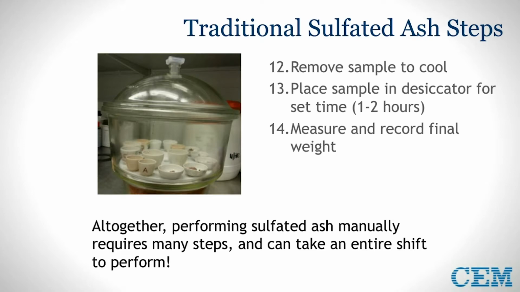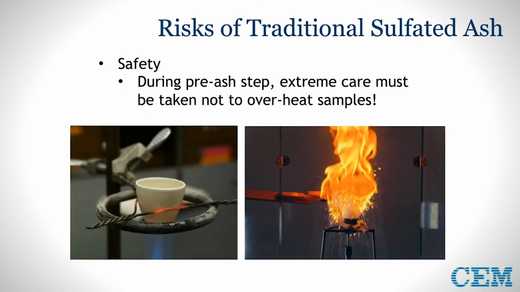Now I'd like to cover some of the risks associated with the traditional sulfated ash method. The first one, and most obvious here, is safety. You're dealing with open flames, very high temperatures. You're dealing with acid and potentially dangerous reagents as well. So during that pre-ash step, extreme care must be taken not to overheat the samples. If you heat too fast and the acid boils over, you could create a fire, you could burn the sample. So it's very important that extreme care is taken during this step.